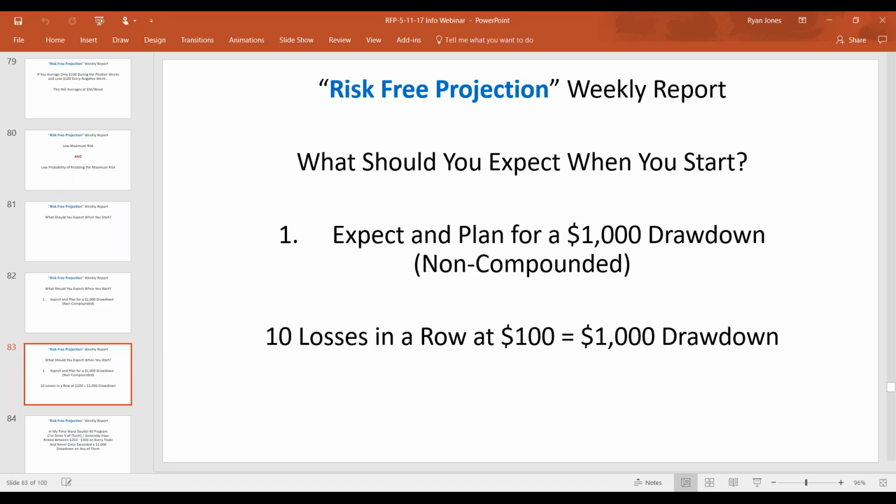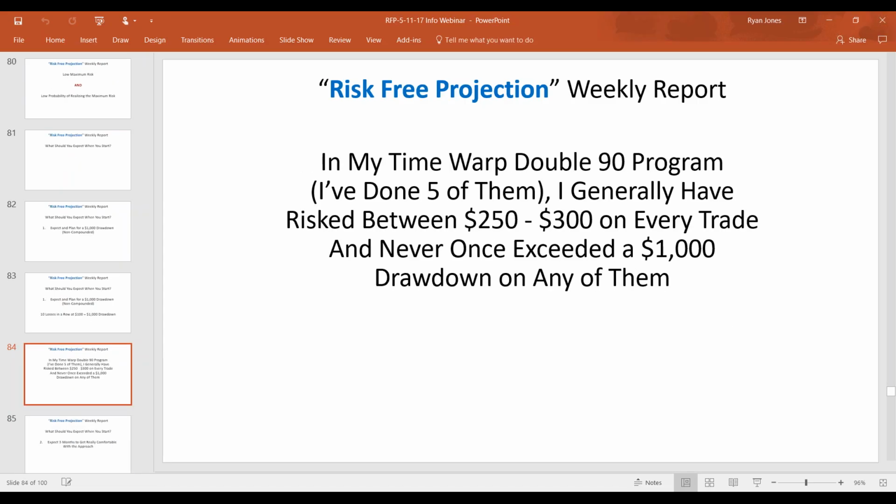It's very, very small, right? In fact, I'm going to tell you right now, in my Time Warp Double 90 program, and I've done 5 of them, so not the risk-free projection Double 90, but my normal Time Warp Double 90, I'm generally risking on a per trade basis in that program about $250 to $300 on every single trade. And I'm focusing more on bigger gains if the market makes a small to medium-sized move to the downside. So I have a bearish slant in that program.